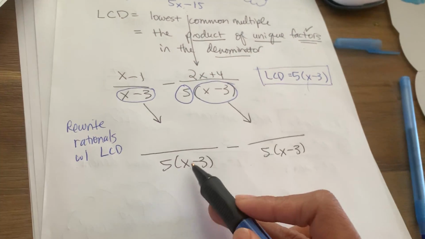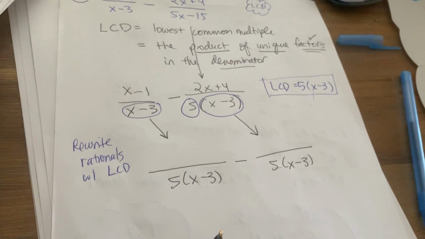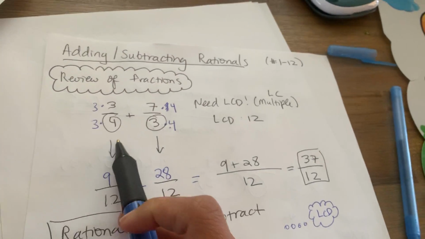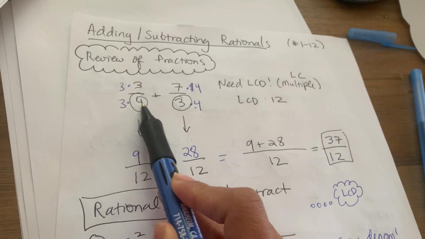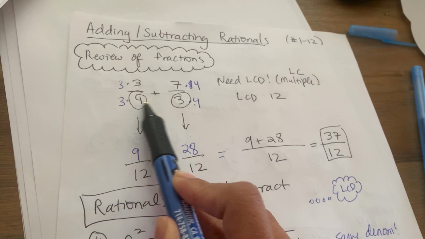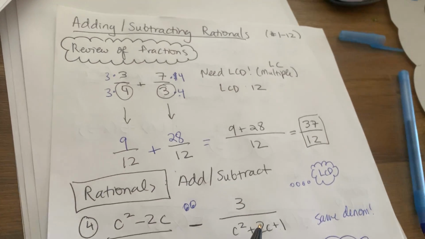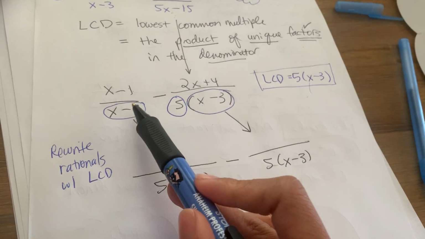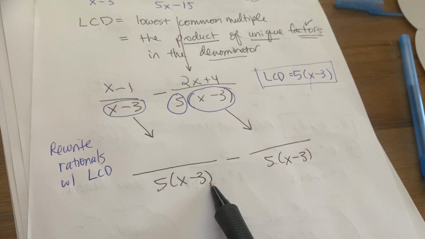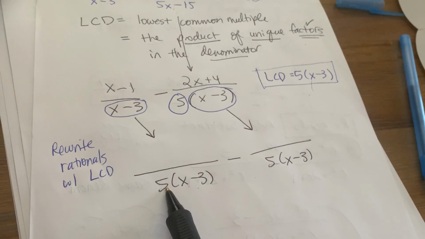So now I'm going to change this fraction to its equivalent fraction where it has the lowest common denominator. And again, just like how we did here, to go from the old fraction to the new fraction, we ask ourselves, what do we need to multiply by? Whatever you do to the bottom, you must do to the top, because that's math. You always have to keep things fair and balanced. So to go from x minus 3 to 5 times x minus 3, I need to multiply by 5, right?